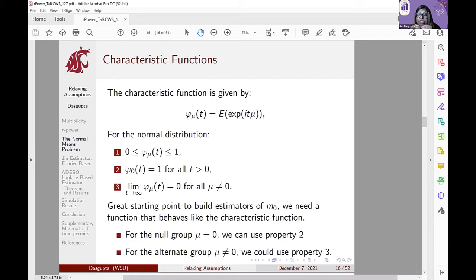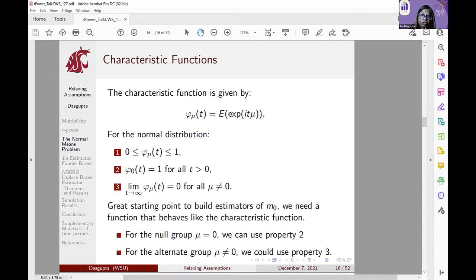These were really interesting properties, because in the normal means problem we can take any problem and subtract off the true mean. So we can always say we are testing mean equal to 0 versus mean not equal to 0, or greater than 0. So we can think of mu as 0 or non-zero. All the null hypotheses, when their means are 0, contribute 1 to the characteristic function. All the alternative hypotheses, in the limit, contribute 0. This is the starting point that Jin and Cai used, the characteristic function.